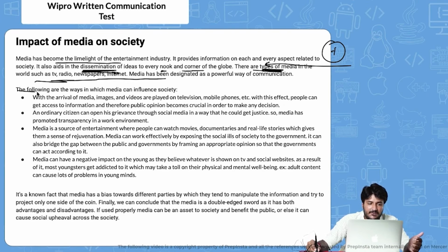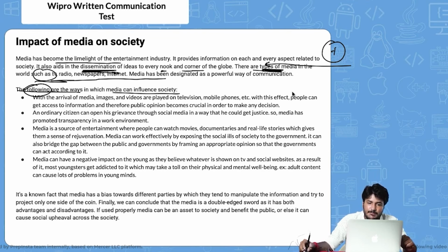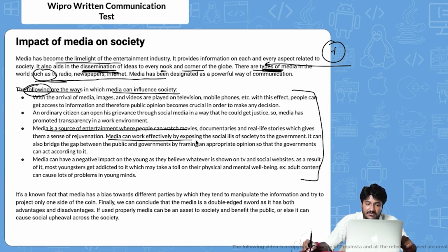Right. And then again, the following ways are which will influence the society. The following is a signpost word. And I think there was a signpost word earlier, such as, was a signpost word here. So obviously she's doing that. And then she's giving examples and references here. Right, which is very good. Media is a source of entertainment. Media can work effectively. So she's argumentating and exploring the topic, which is perfect here.